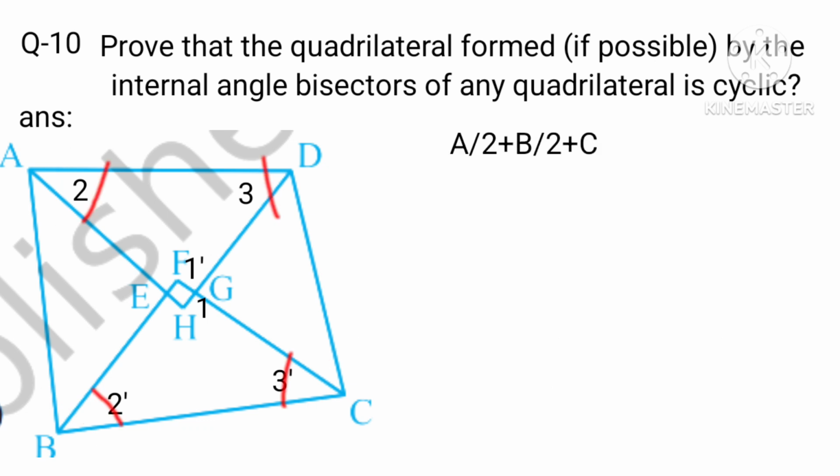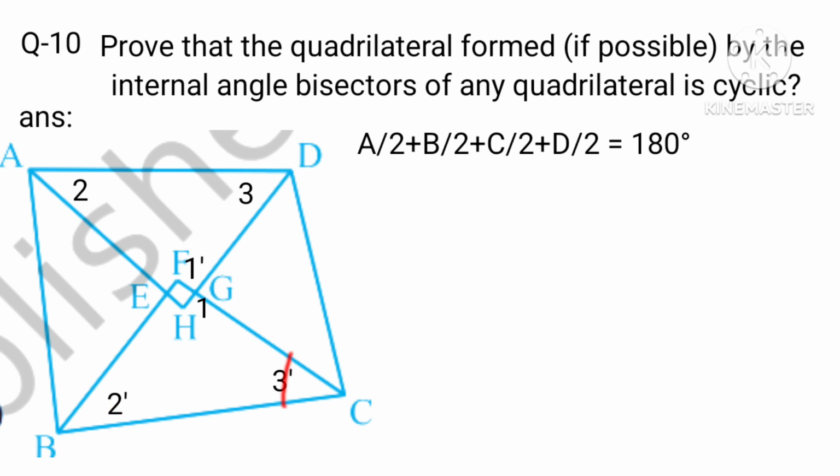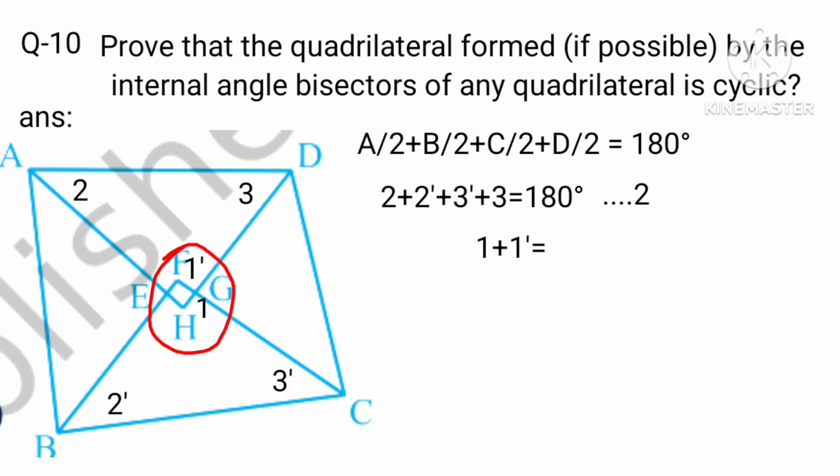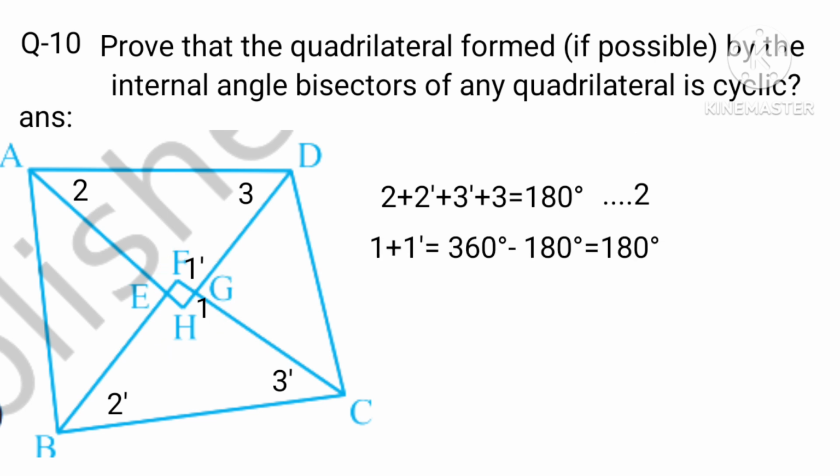A by 2 plus B by 2 plus C by 2 plus D by 2 equals 180 degrees, or 2 plus 2 dash plus 3 plus 3 dash equals 180 degrees. Equation 2. From equations 1 and 2, 1 plus 1 dash equals 360 degrees minus 180 degrees equals 180 degrees. Hence ABCD is cyclic.